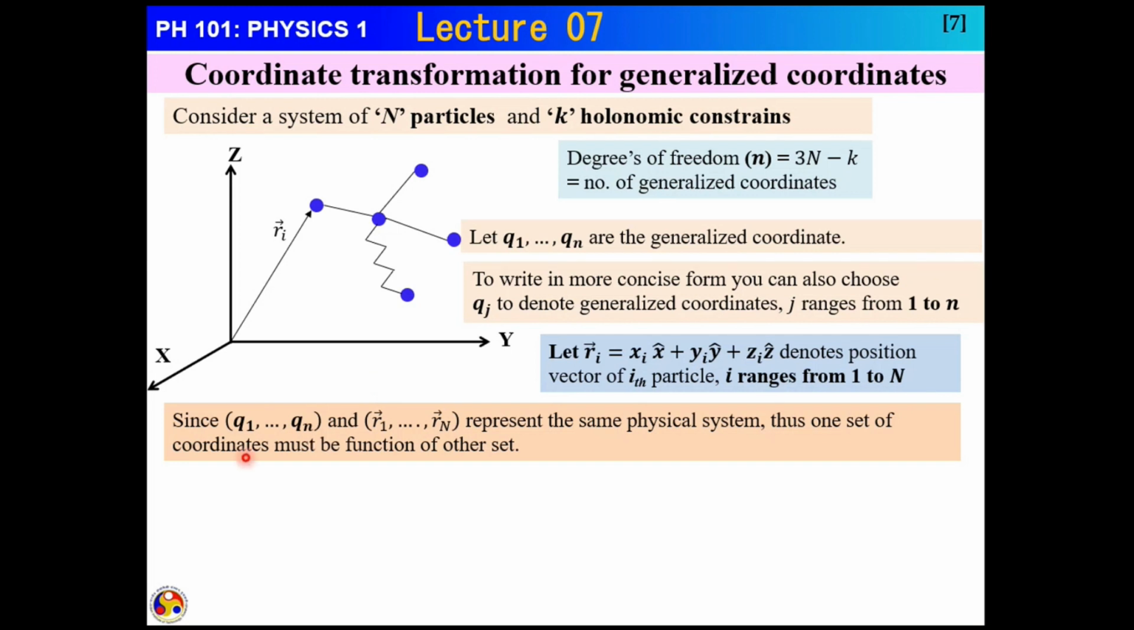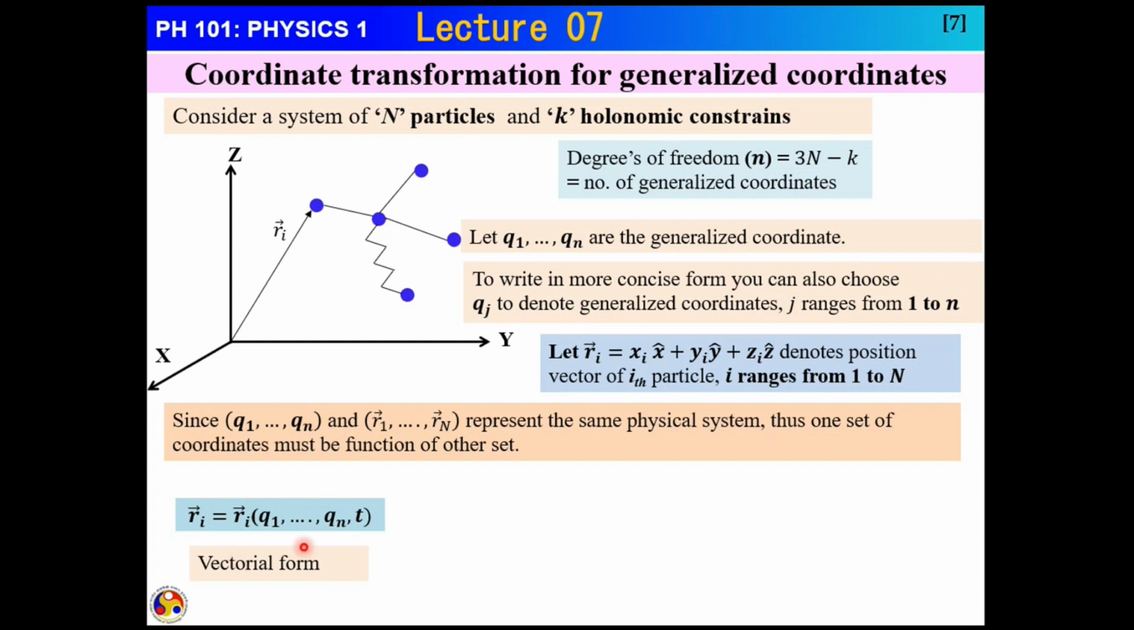Now, since q1, q2 up to qn and R1, R2 up to Rn represent the same physical system, one set of coordinates must be a function of the other set, right? So what I mean to say is that this Ri we should be able to describe as some function of q1, q2 up to qn. Similarly, the position of each particle should be written as a function of q1, q2 up to qn.